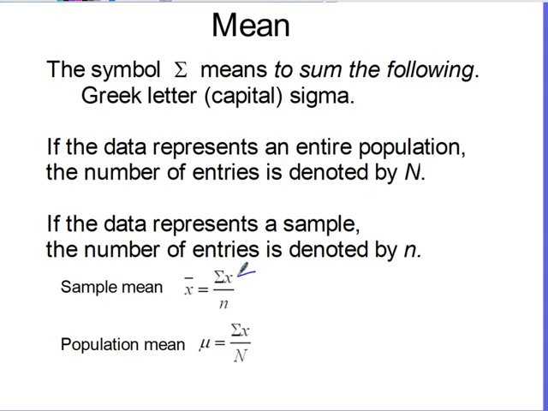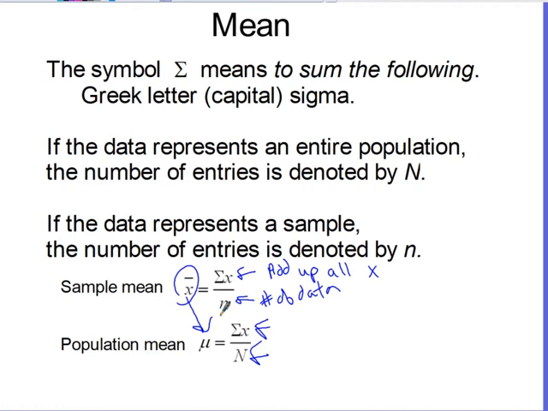So this would be saying, for the sample mean, add up all of the X values that you're given and then divide by the number of data. Well, this means the same thing and this means the same thing. It's kind of semantics right now. It'll make a lot more sense when we're talking about using this sample mean as a good estimate for the population mean.